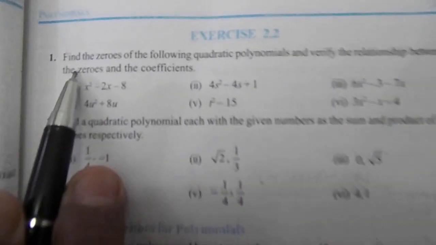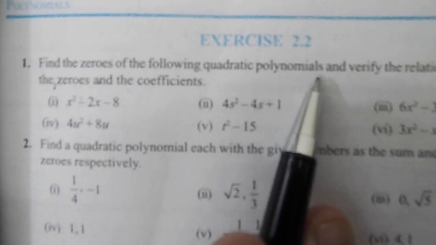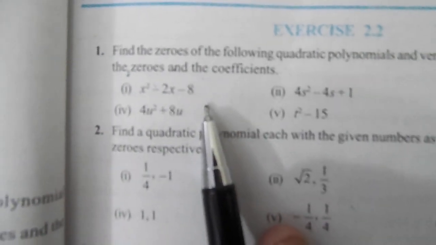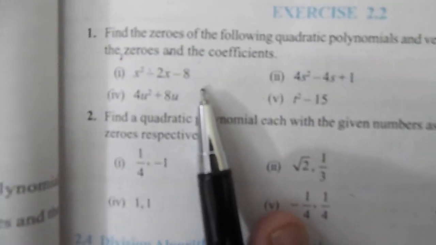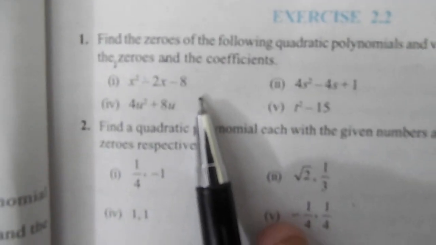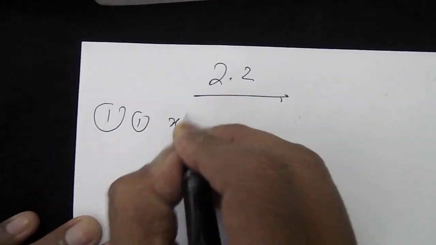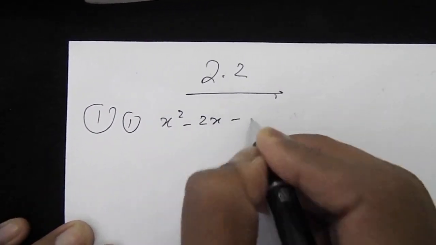So let us start solving exercise 2.2. Find the zeros of the following quadratic polynomials and verify the relationship between the zeros and the coefficients. So in this question, we have to first find the zeros of the quadratic polynomial, and then verify the relationship between the zeros and the coefficients. First question, first part is x square minus 2x minus 8.